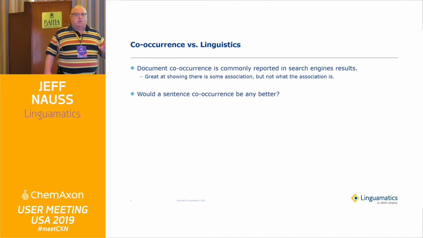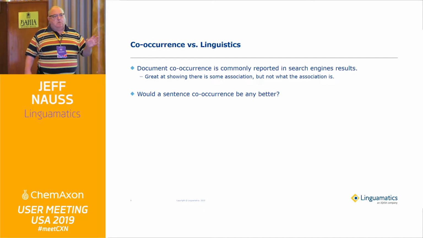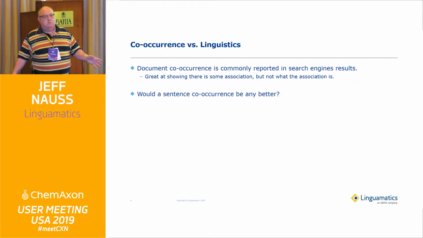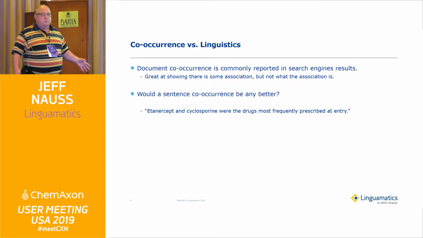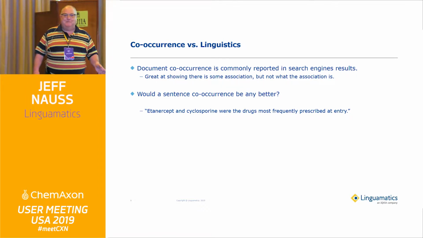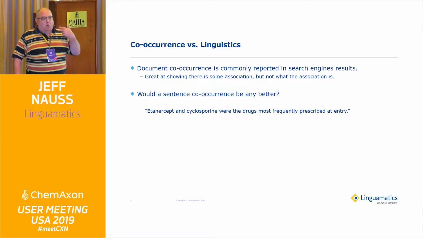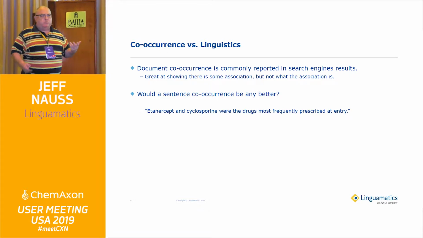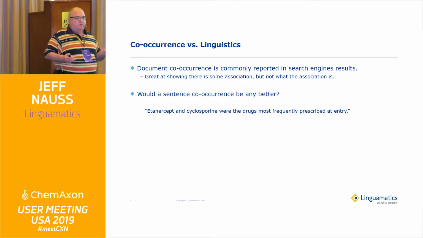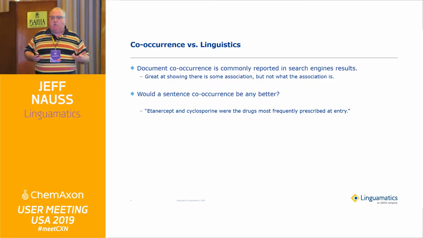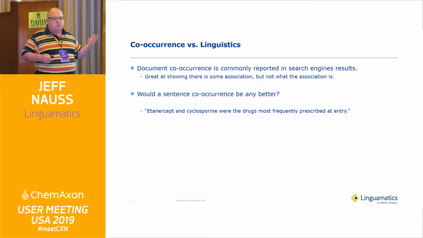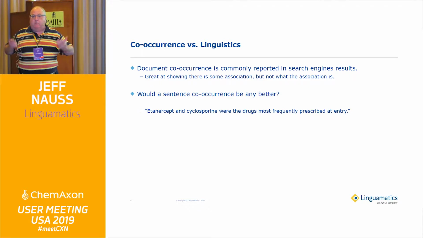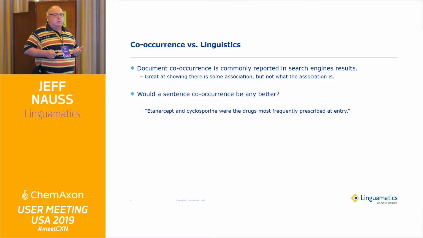Maybe a sentence co-occurrence is going to help. Well, let's take a look at a couple of sentences. This first one, I'll leave it to y'all to read it. And in our mind, we look at that and we think, etanercept and cyclosporin are somewhat co-equal. There's somewhat of similar value in the treatment of whatever disease is being discussed here. Great, we got a relationship. They're roughly the same thing.